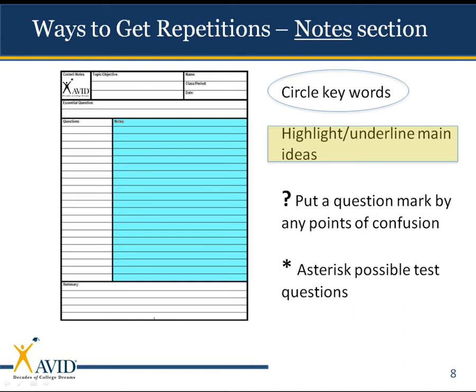As you read through your notes, if you identify something that you're a little bit confused about, maybe put a question mark there. And then as you're looking through your notes again saying, hey, the teacher said that's going to be on the next test, let me put an asterisk there to make sure I know that that's going to be a possible test question. That's 4 options for repetitions using the notes section.